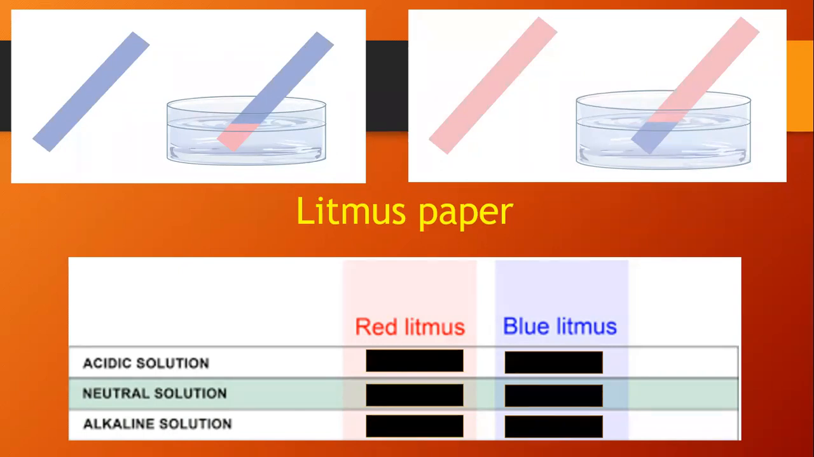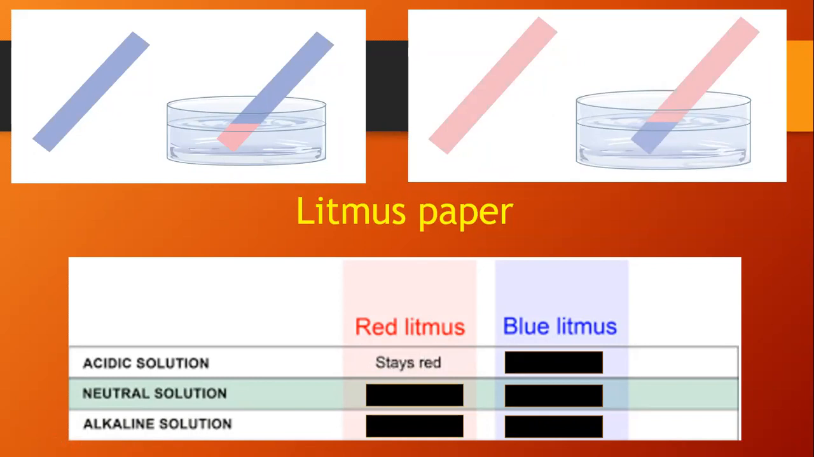Yes, Limar. If I added the acidic solution to a red litmus paper, is there anything that will happen? No. It will remain what? Red. But if I put it on a blue litmus paper, what will happen? It will turn red. Thank you so much, Limar.